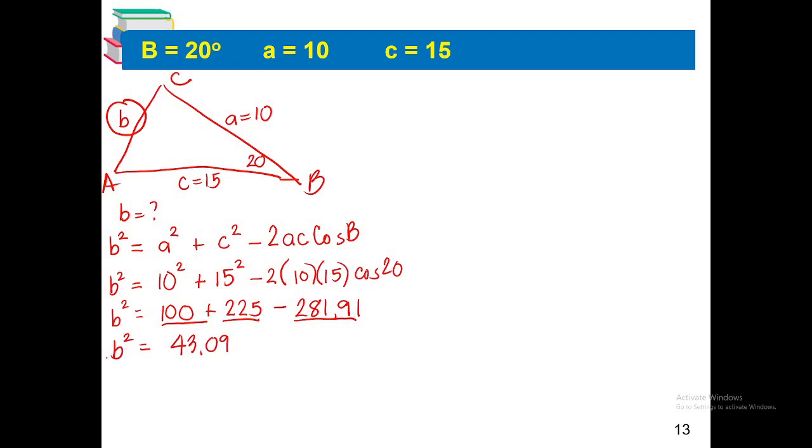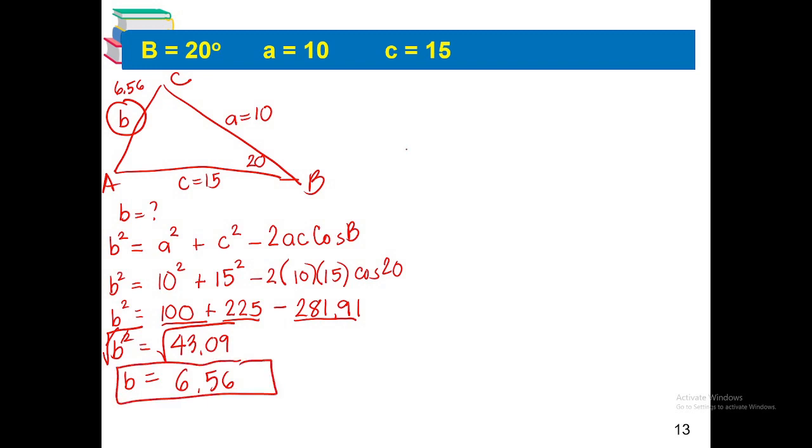What should we do next, class? Very good, square root. So what is the square root of 43.09? 6.56. That is our answer for B, 6.56.